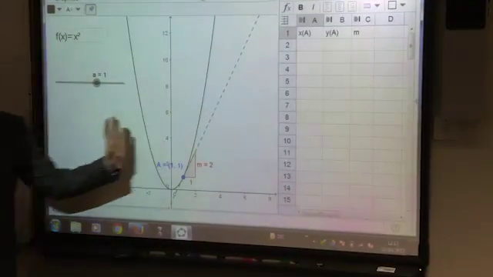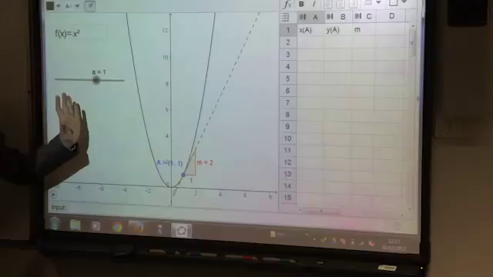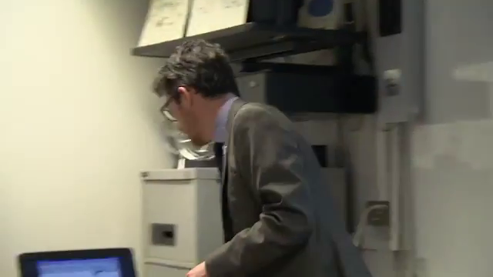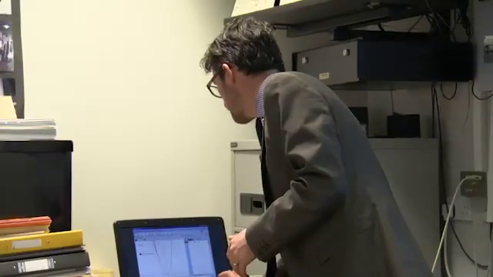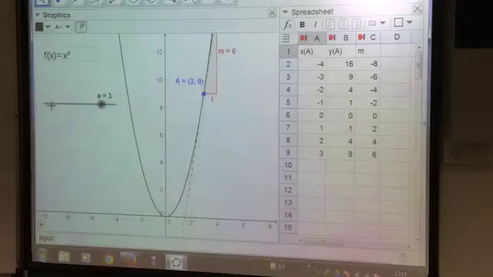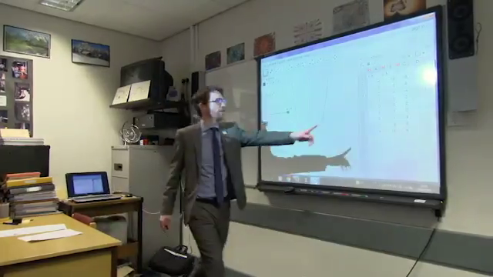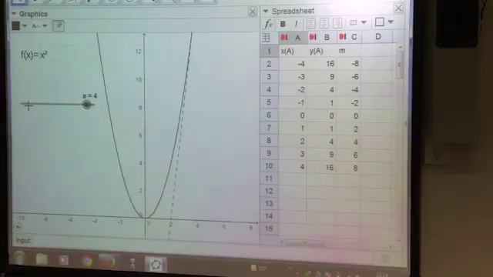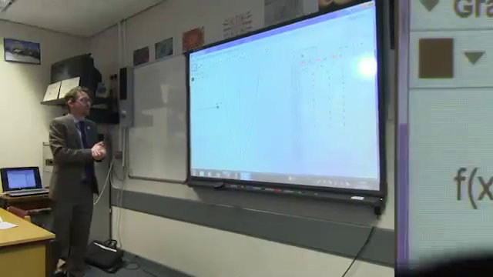Someone else, what happens when A gets negative? The gradient becomes more negative. Gradient becomes more negative. What I'm going to do is very quickly just tabulate some values. What's the relationship between the gradient and the x value? 2 times the x value. It's 2 times the x value.